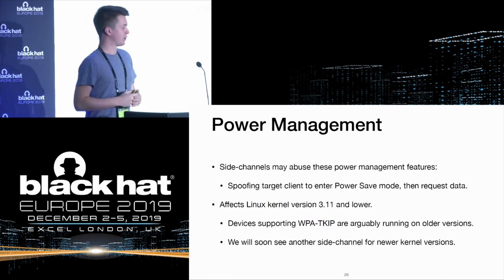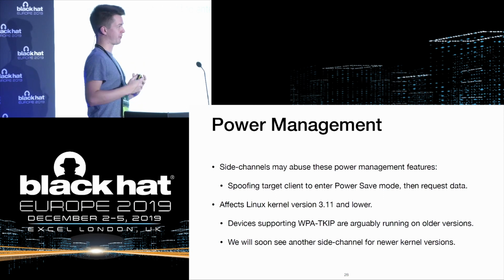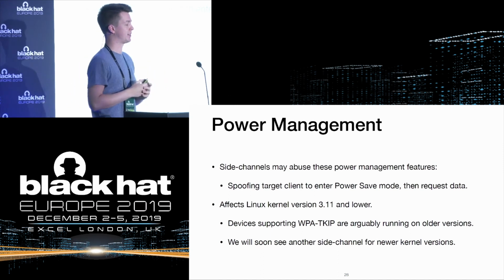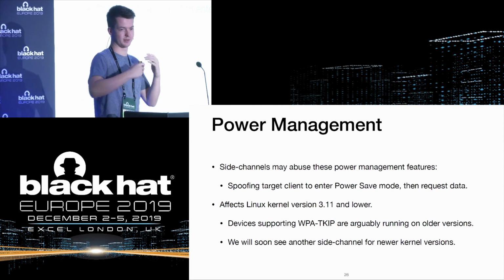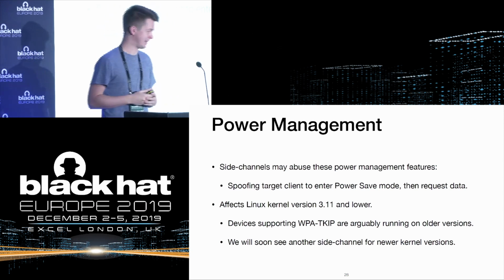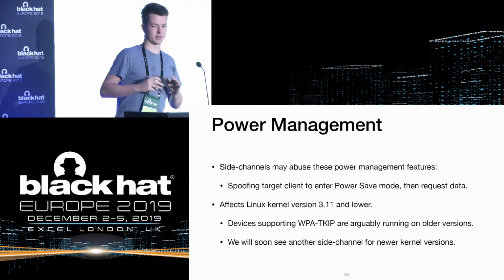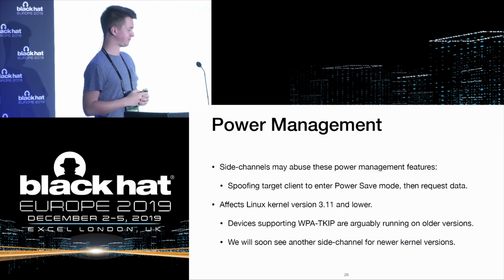And we can build a side channel around this, because we can spoof a target client to make it look like it's entering power save mode while it's not in reality, and then we can request data. And if the access point replies with the data or the null data frame, then we can see that we successfully injected a frame. This works against earlier Linux kernel versions, and we'll later on see some side channels that work on more recent kernel versions as well.